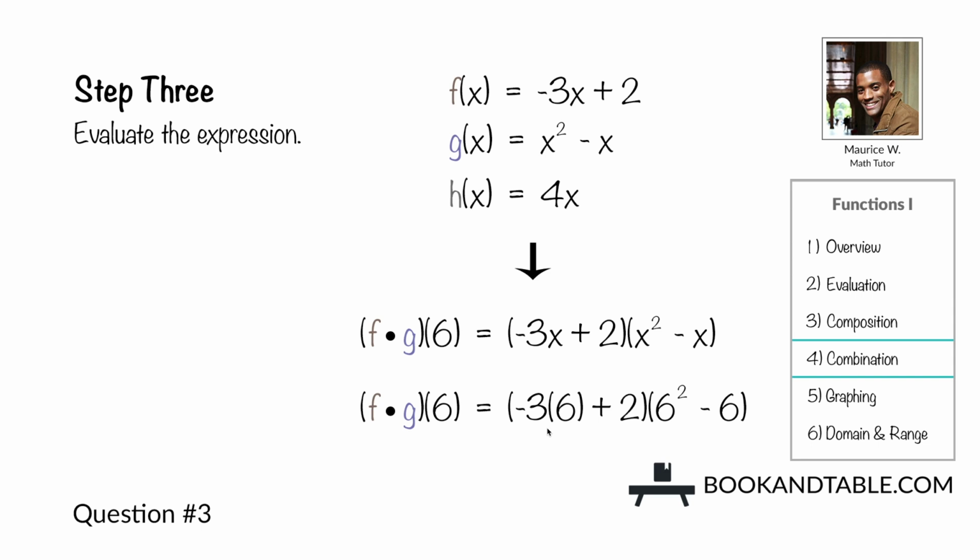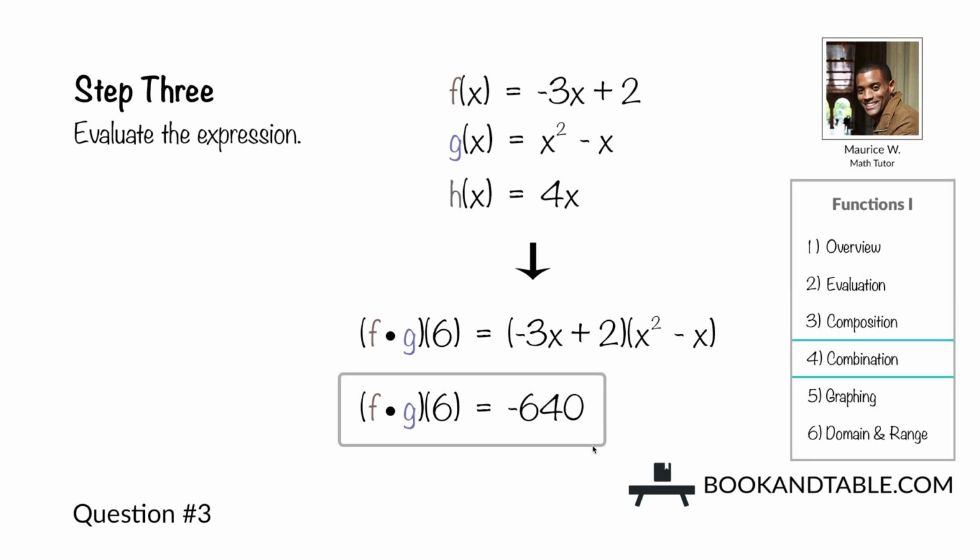And now we can evaluate the expression, which would be negative 3 times 6, which is negative 18, plus 2 times 6 squared, which is 36, minus 6. Negative 18 plus 2 is negative 16, times 36 minus 6, which is 30. And negative 16 times 30 is equal to negative 640. So the answer to question number 3 is f times g of 6 is equal to negative 640.